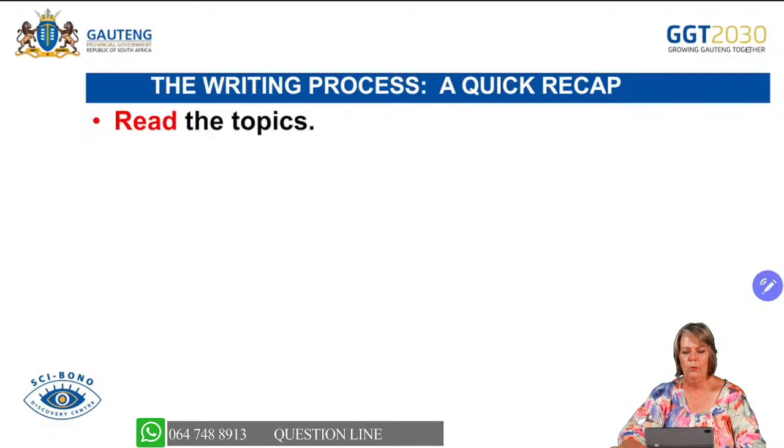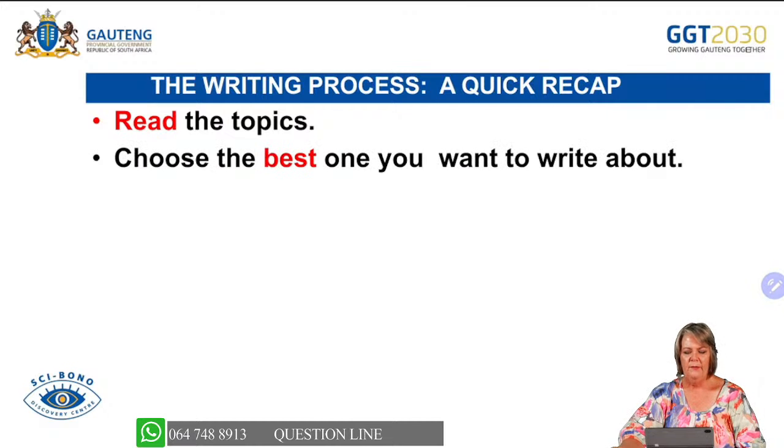The first one would be the list or taking notes. In this case, when you get your question paper or your task, you read the topics carefully. Then you choose the best one you want to write about. You don't take the easiest one. You take the one that you will be able to answer best.